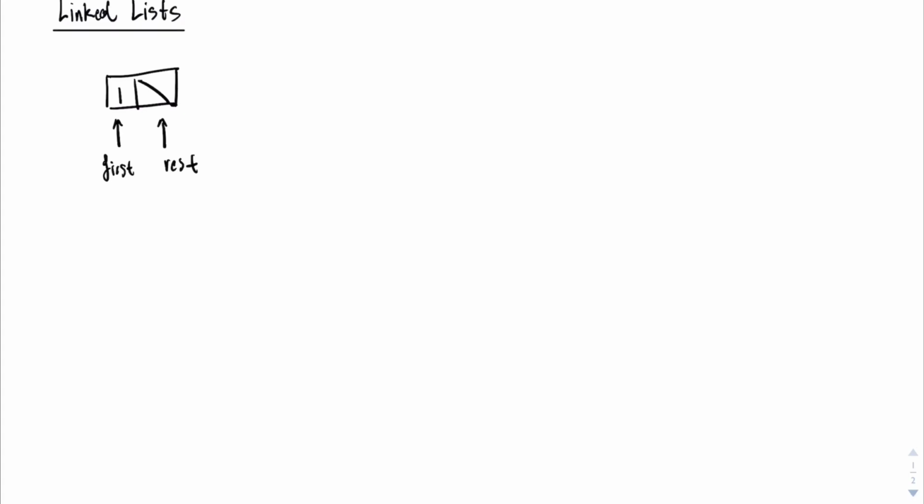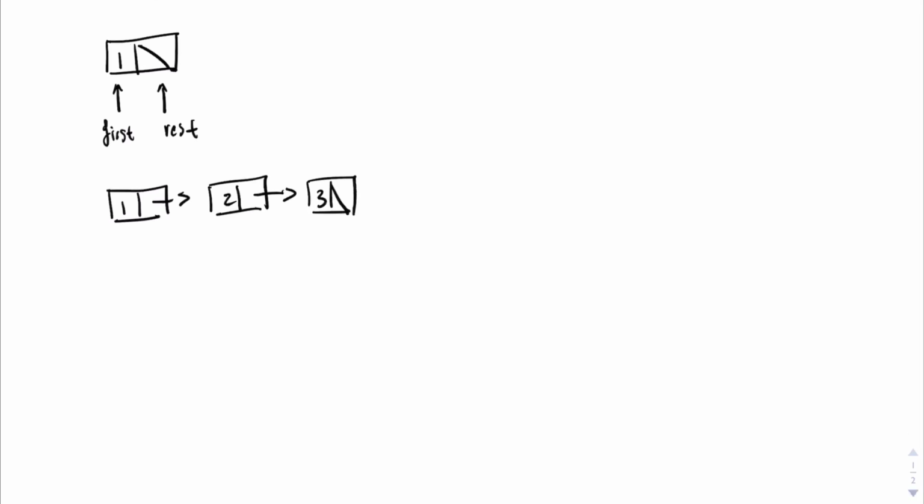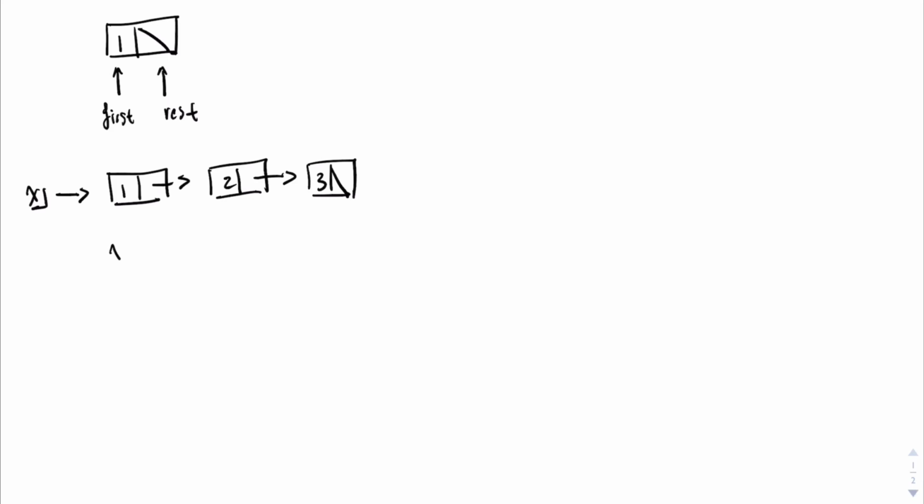Let's take a look at a more complicated example of a linked list object. This linked list object has numbers 1, 2, and 3. Let's call this object x. x is a pointer to the linked list object. When we call x.first, we will get the first element in the linked list, which is 1.